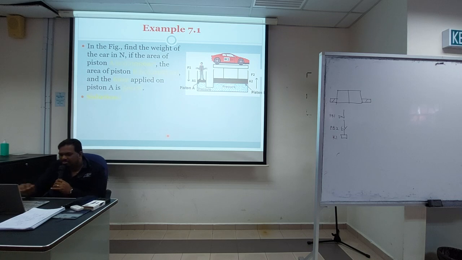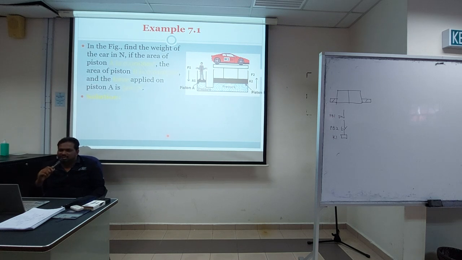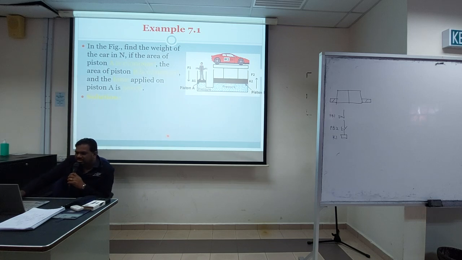Okay, so boleh try buat soalan ni. Soalan ni tolong buat sebab it will give you a good understanding about Pascal's law, macam mana dia berfungsi. Dekat sini boleh tengok, find the weight of the car in Newton if the area of piston A and the area of piston B are given. B is 0.0105, A adalah 0.0006 meter square, and the force applied on piston A is 500 Newton. So cuba gunakan formula yang ada tadi in the previous slide.